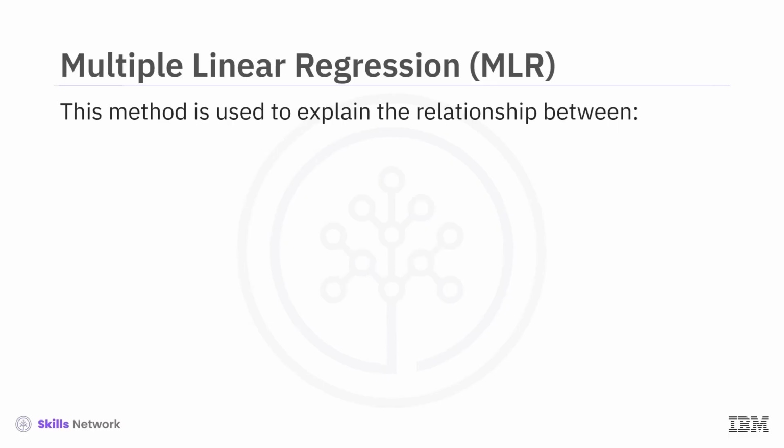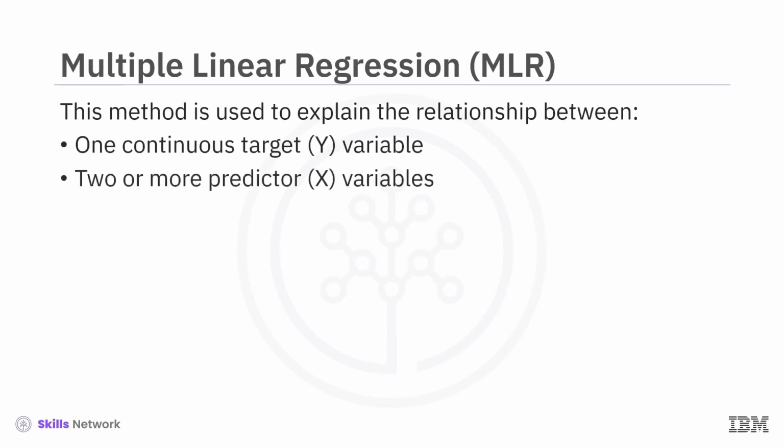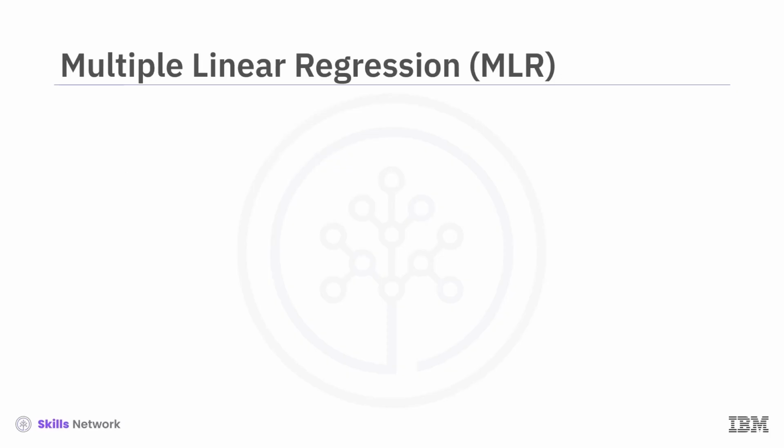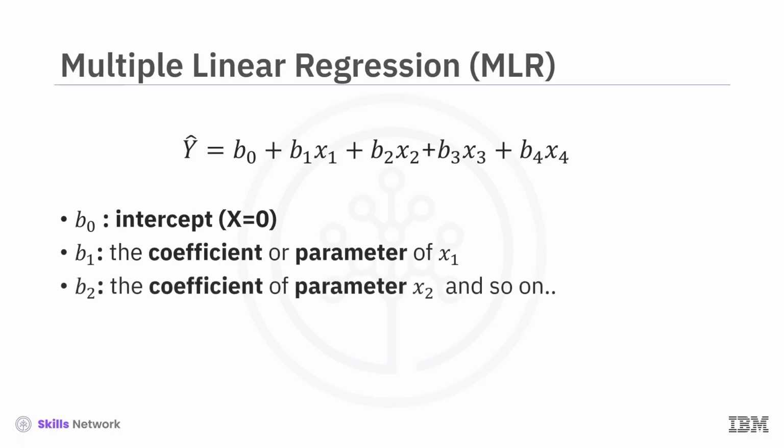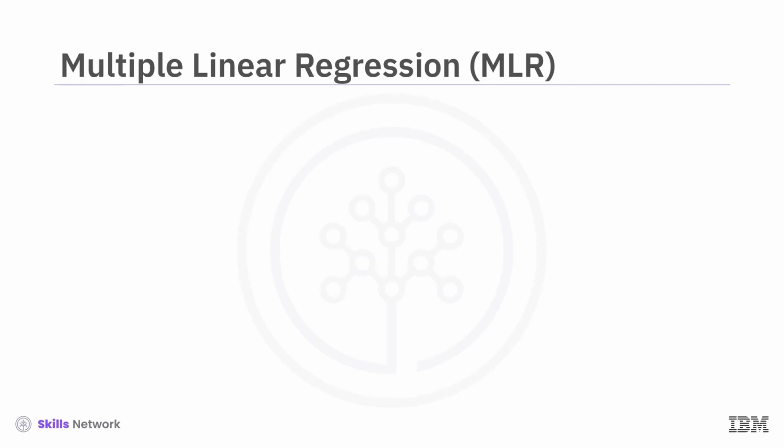Multiple linear regression is used to explain the relationship between one continuous target y variable and two or more predictor x variables. If we have, for example, 4 predictor variables, then b0 is the intercept (x equals 0), b1 is the coefficient or parameter of x1, b2 is the coefficient of parameter x2, and so on.